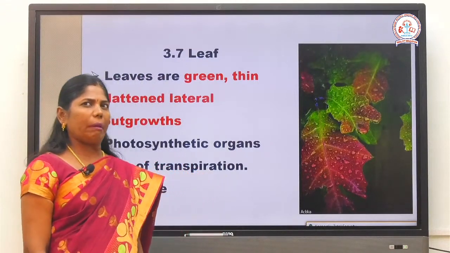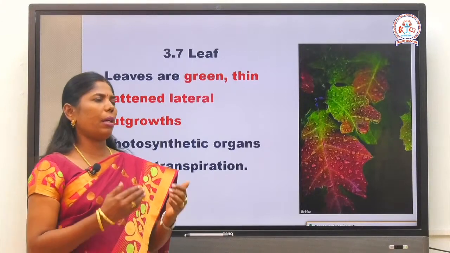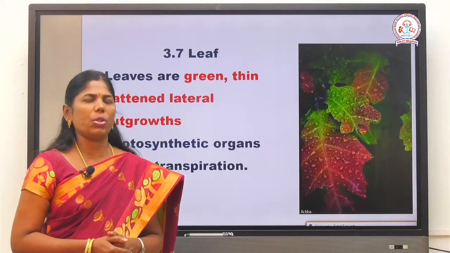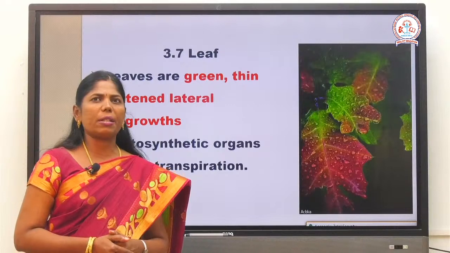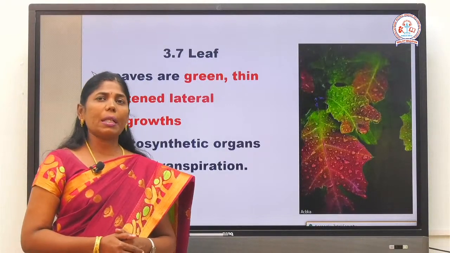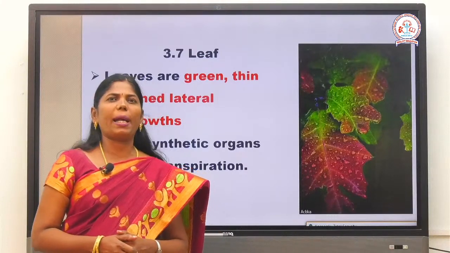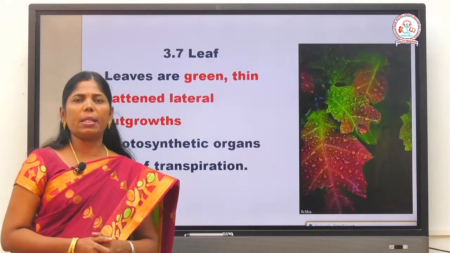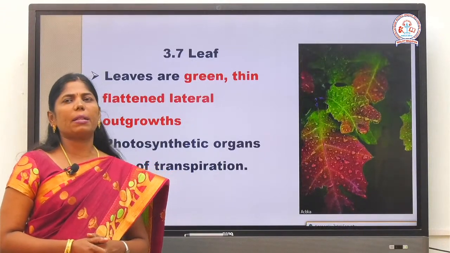So the leaves are green, thin, flattened, and a lateral outgrowth of the stem. It is exogenous in origin and involved in photosynthesis. So it is considered a photosynthetic organ, otherwise called the kitchen of the plant. Here transpiration, photosynthesis, and gaseous exchange, all three take place in the leaf.